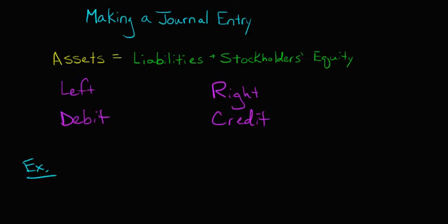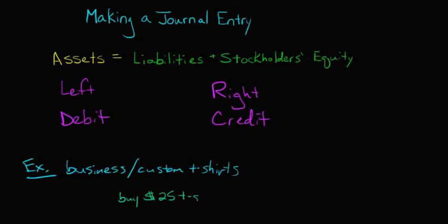So let's say that you have a business that sells custom t-shirts. Okay, so the business is custom t-shirts. And you don't manufacture your own t-shirts. You buy them. Let's say you buy blank t-shirts from some company, and then you go ahead and print unique logos, and then you sell the shirts. So you decide that you want to purchase a $25 t-shirt that you're then going to put your own logo on, and then you're going to resell.